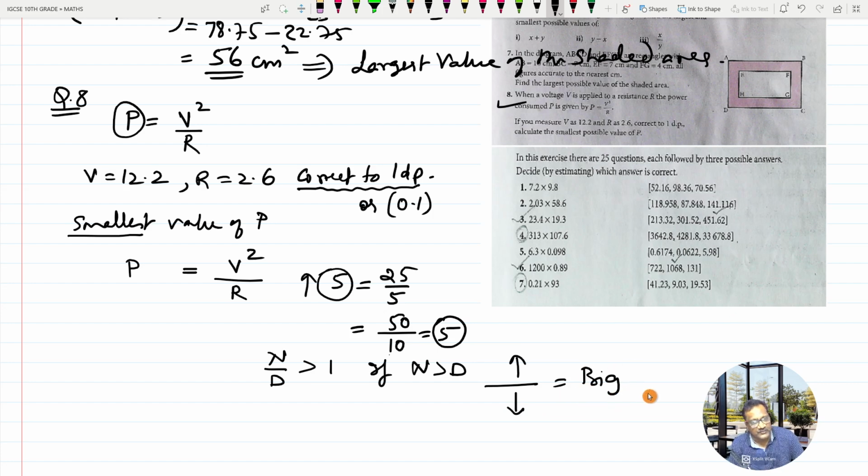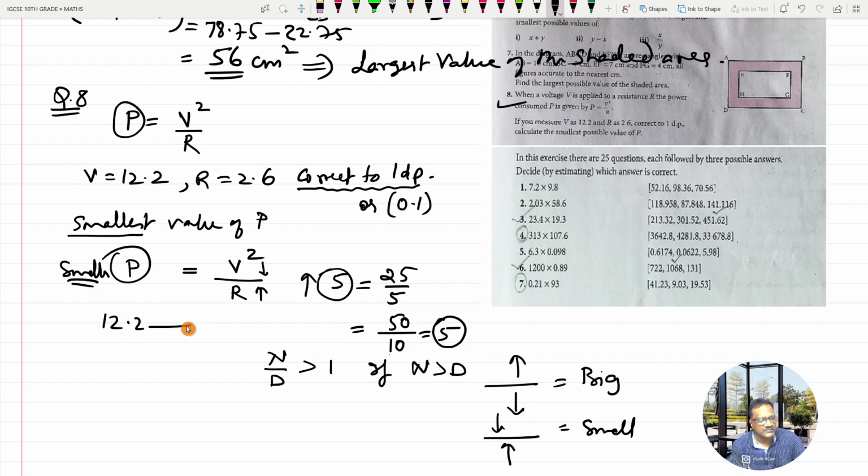But if you want to make the ratio smaller, what you will do is increase the denominator and decrease the numerator. This way you can understand, right? So here V I will have to decrease and R I will have to increase to make this particular value smaller, isn't it? By decrease I mean lower bound, and by increase I mean upper bound. Okay. So let us take the upper bound and lower bound of this 12.2.